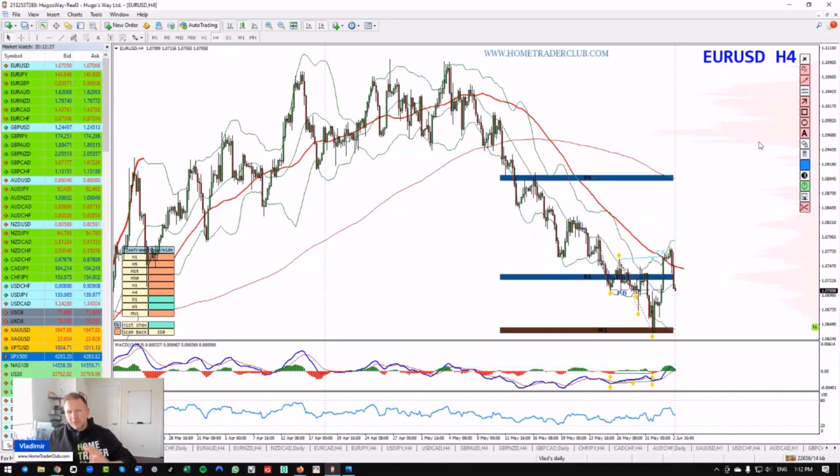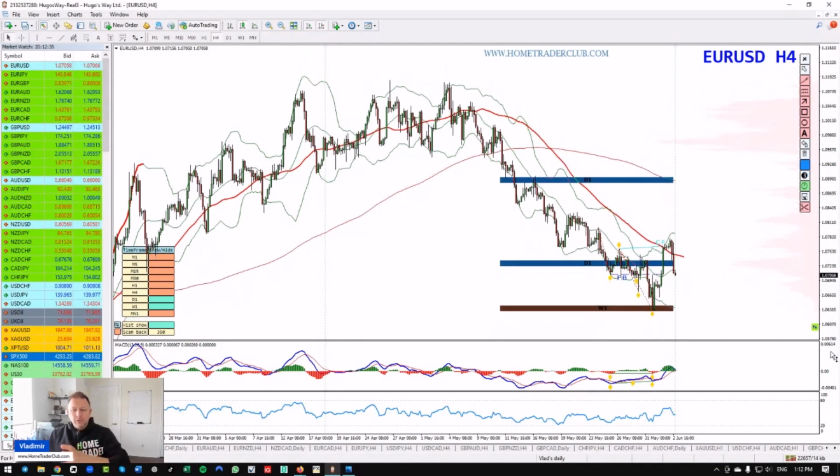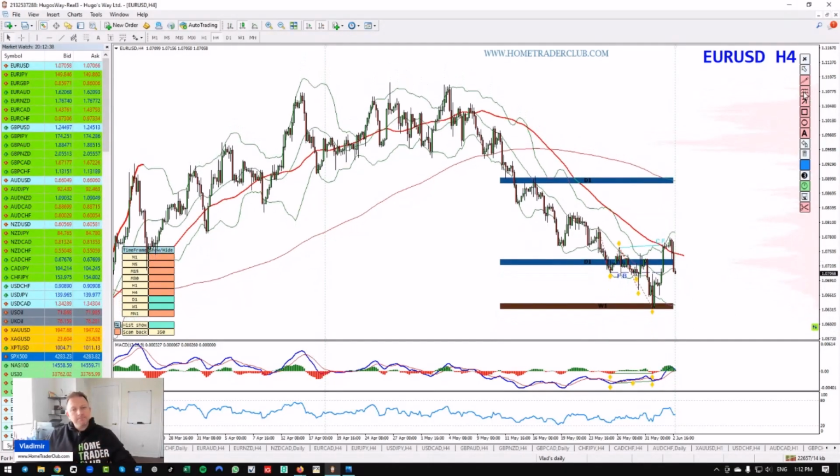However, there's a question I can see here. Is it going directly from here, or are we going to see some range or pullback for a while? All the scenarios are very possible here, and here are three scenarios as I can see them.